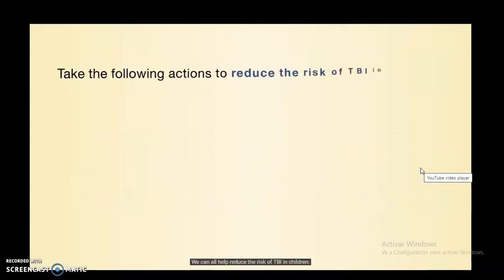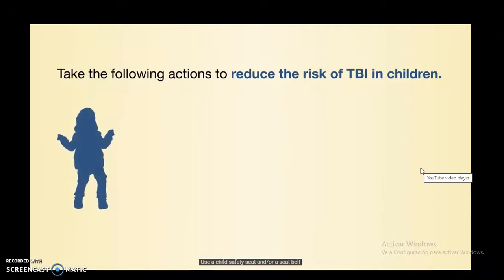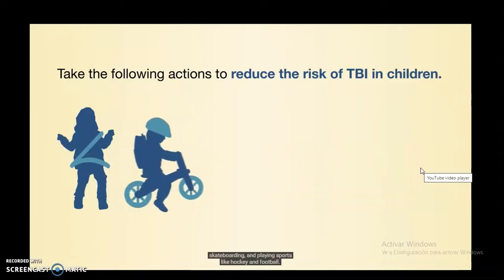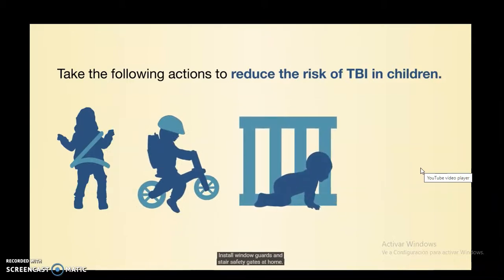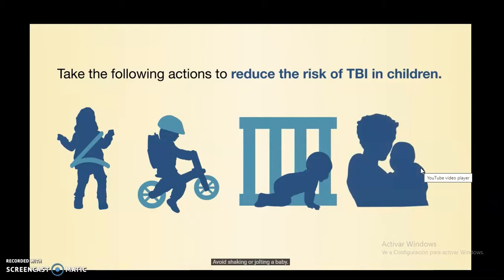We can all help reduce the risk of TBI in children. Use a safety seat and/or a seat belt when the child is in a motor vehicle. Make sure the child wears a helmet when riding a bicycle, skateboarding, and playing sports like hockey and football. Install window guards and stair safety gates at home. Avoid shaking or jolting a baby.